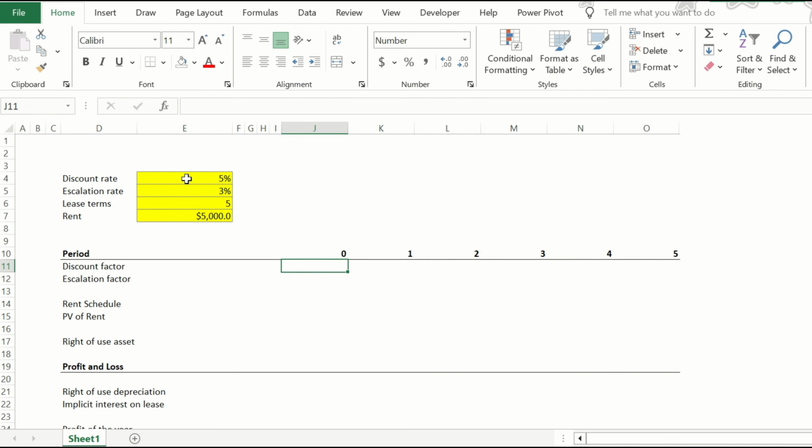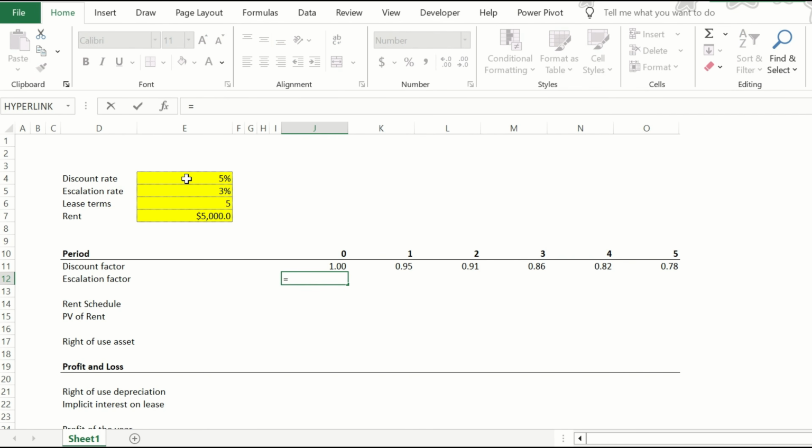Now let's create a discount factor. What is discount factor? It is just 1 divided by 1 plus our discount rate. Lock this discount rate with F4, to the power of the year. Drag this across and we can see the discount factor.